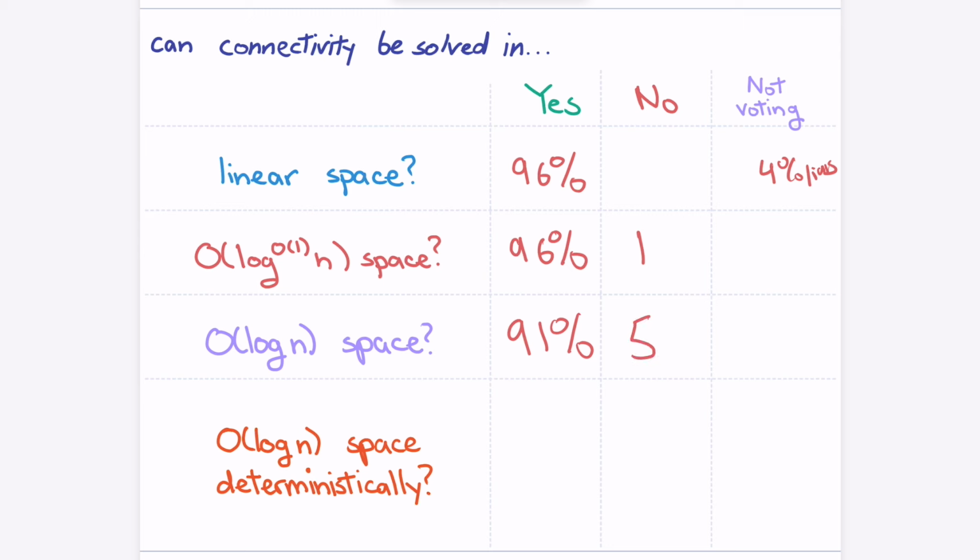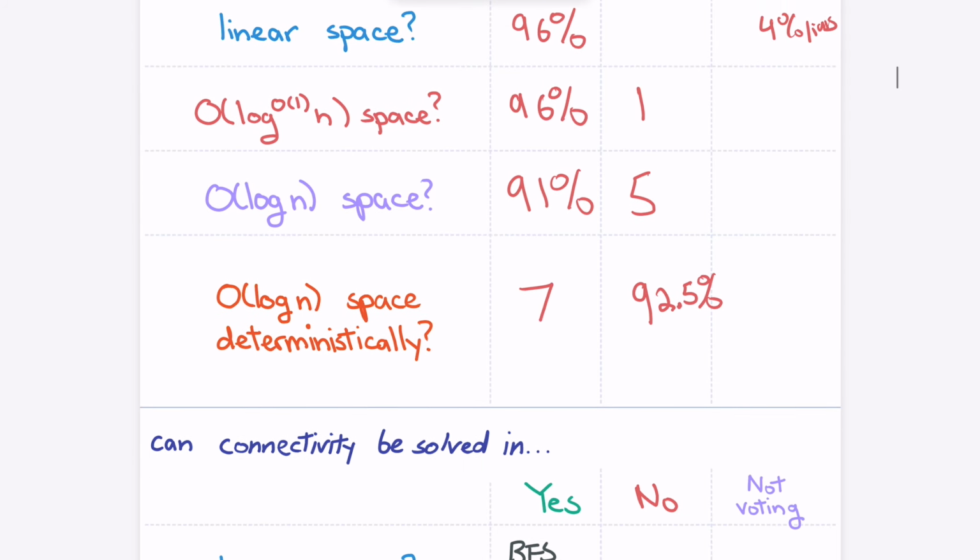And then maybe the most extreme is logarithmic and deterministic. Who thinks you can do that? Okay, and then who doesn't? Okay, all right. So at least it makes sense.